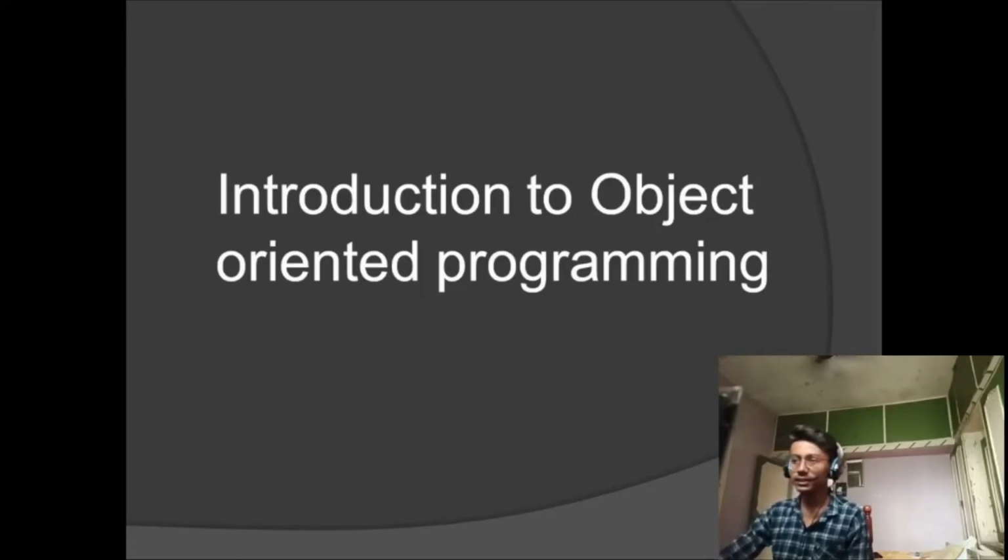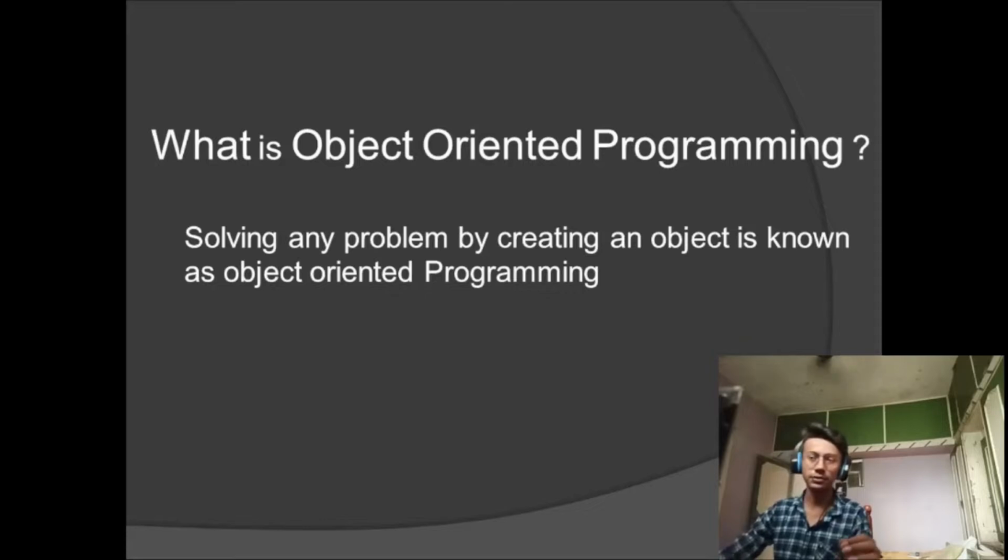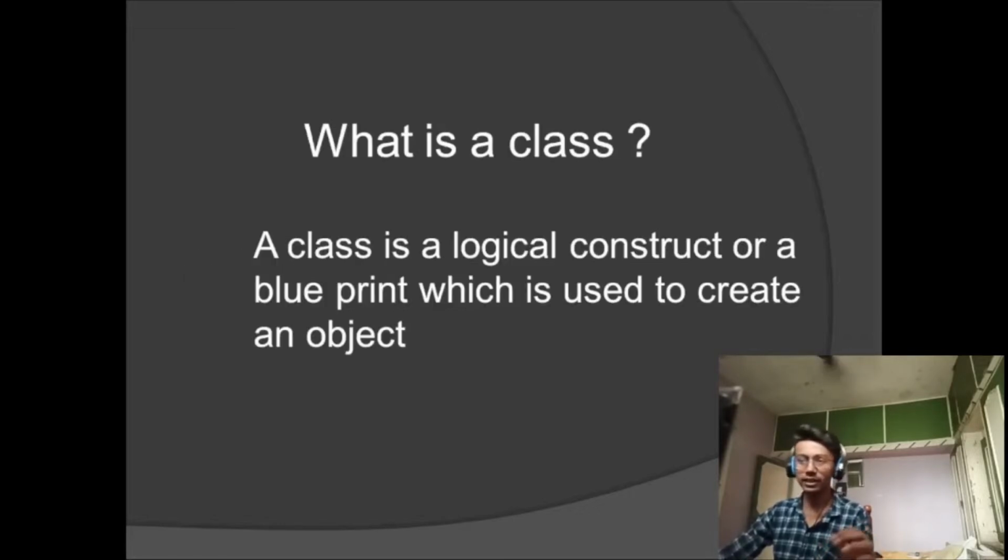So the first question that arises is: what is the meaning of object-oriented programming? In simple terms, we can say that solving any problem by creating an object is known as object-oriented programming. How to create an object, what is a class, and how to create an object of a class, let's see. First we will see what is the meaning of a class.